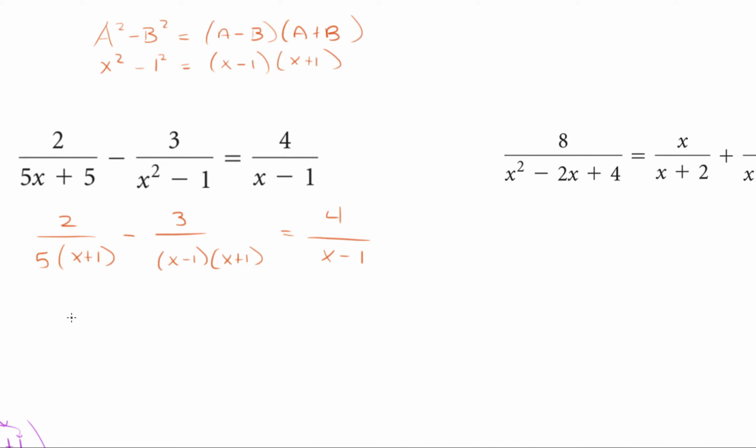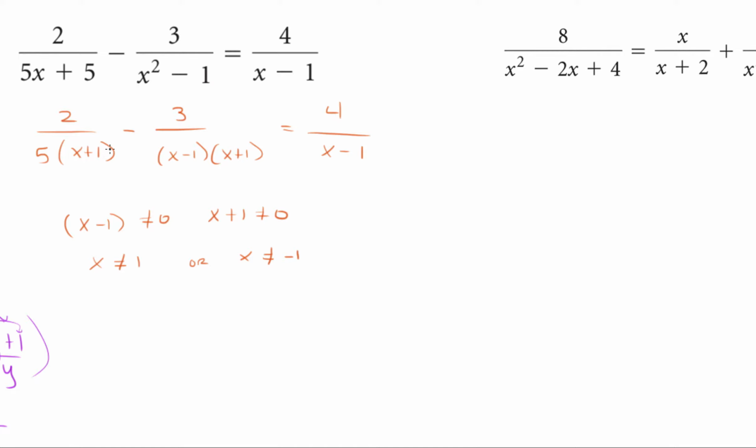So first you have that x minus 1 cannot be equal to 0, and x plus 1 cannot be equal to 0. Hence, x cannot be equal to 1, and x cannot be equal to negative 1. Now we can proceed with the problem.